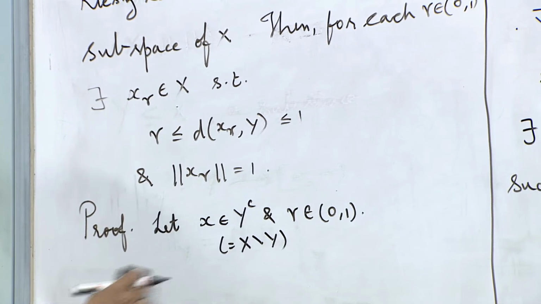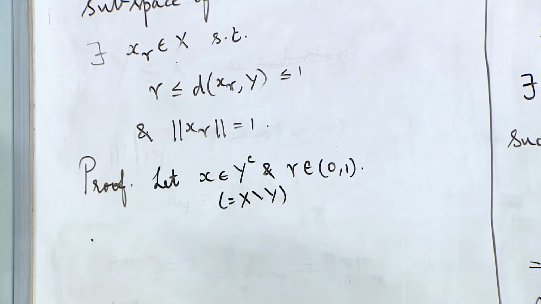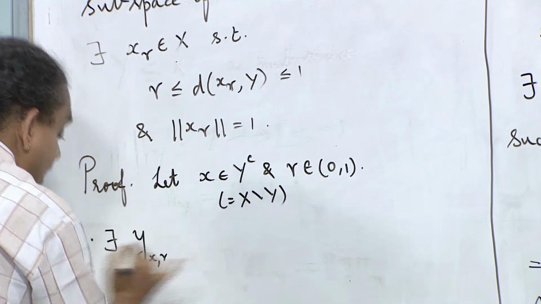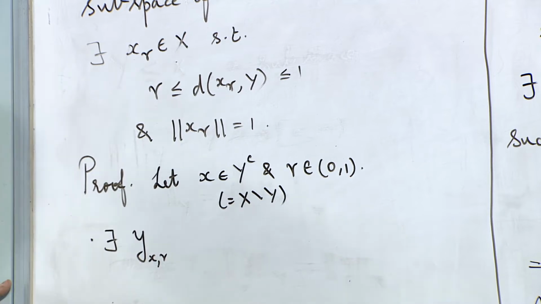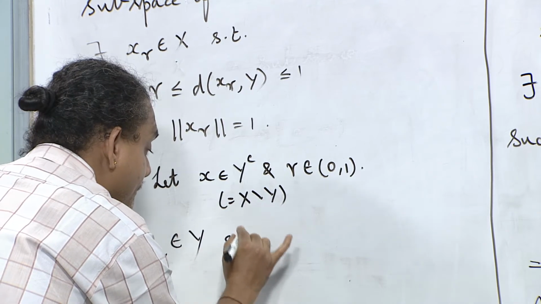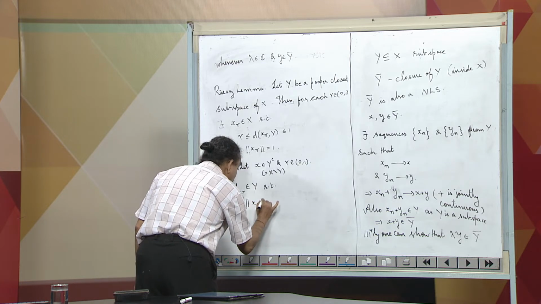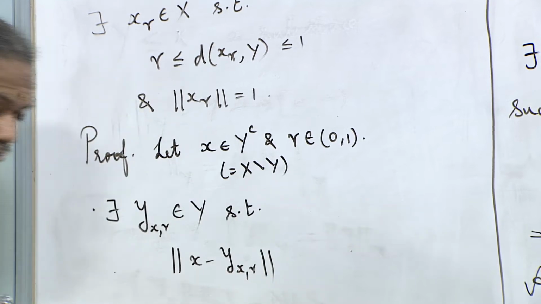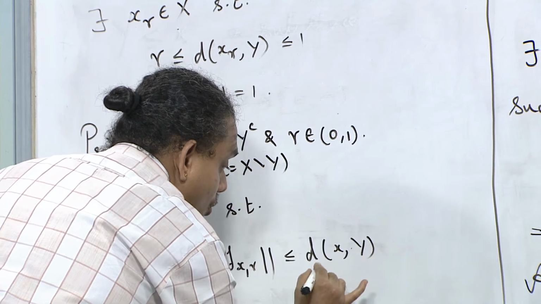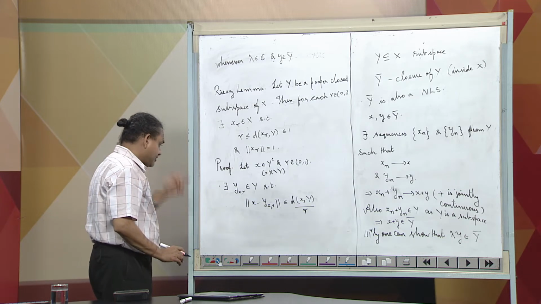The first claim, or observation, is that once you have an element x and an r, there exists y which depends on both x and r, that is what we wanted, such that the norm of x minus y_{x,r} is less than or equal to the distance between x and Y, whole upon r. So, why is this observation true?